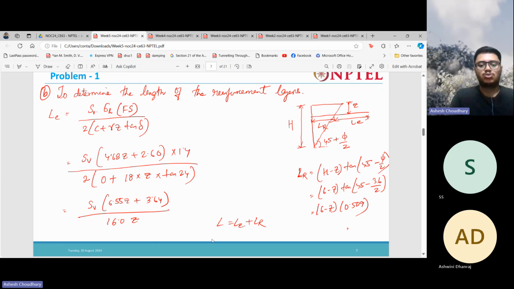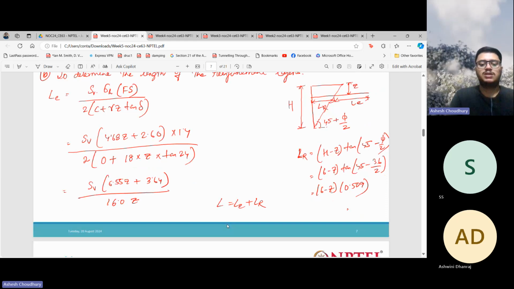Now the total length of the reinforcement is what? LR plus LE. So LR is coming from the geometry of this triangle. So this is 45 plus phi by 2 because it is the active failure wedge. So from there we have the LR, and so LR plus LE is the total length.